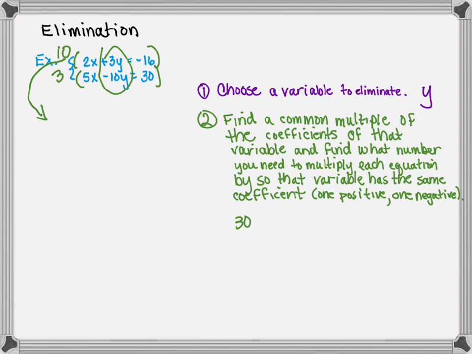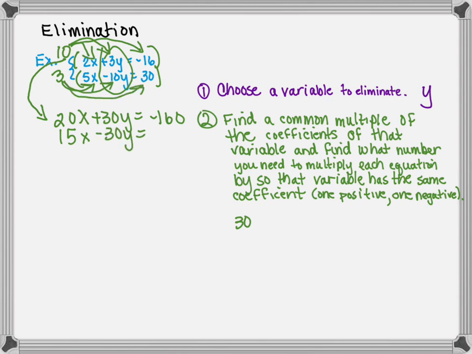So when I multiply the first equation by positive 10, I get 20x plus 30y equals negative 160. When I multiply the second equation by 3, I end up with 15x minus 30y equals 90.